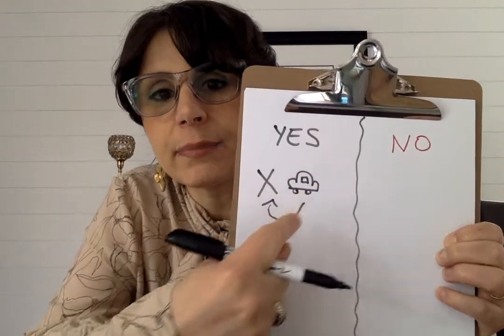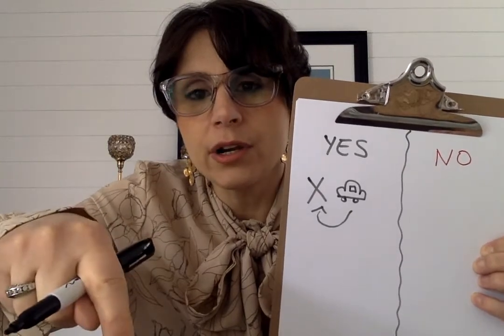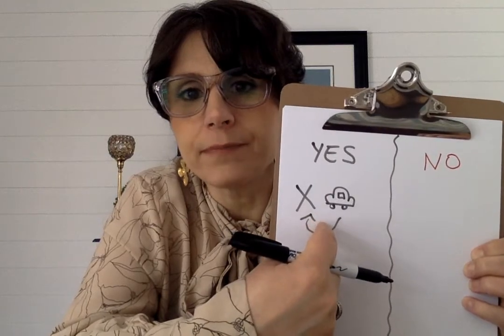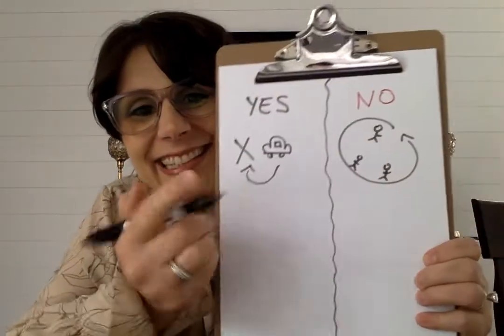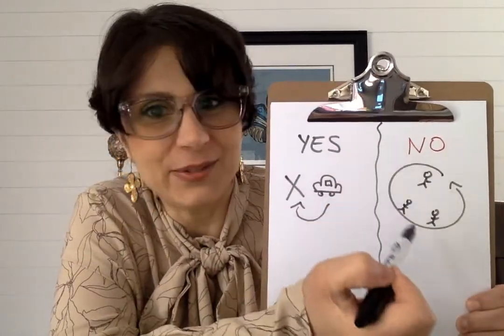Okay, and I can explain that to Tommy. So here are the cars. I can show him where the cars are. And here is the X. And this is where you're going to play with those cars. Okay? And on the no side, I'm going to make a picture that shows Tommy running around the classroom. Okay, and no, we're not going to run around the classroom.